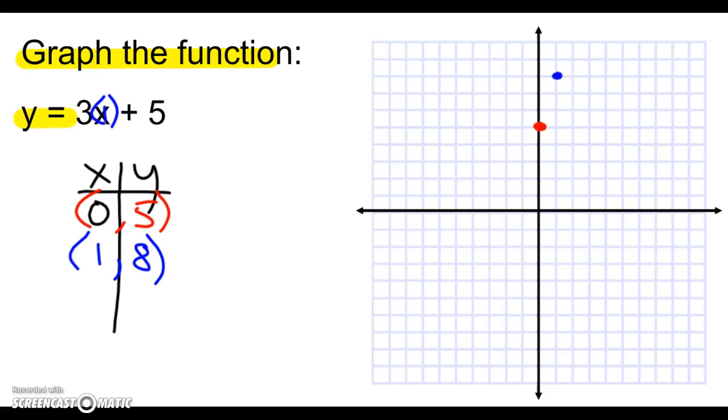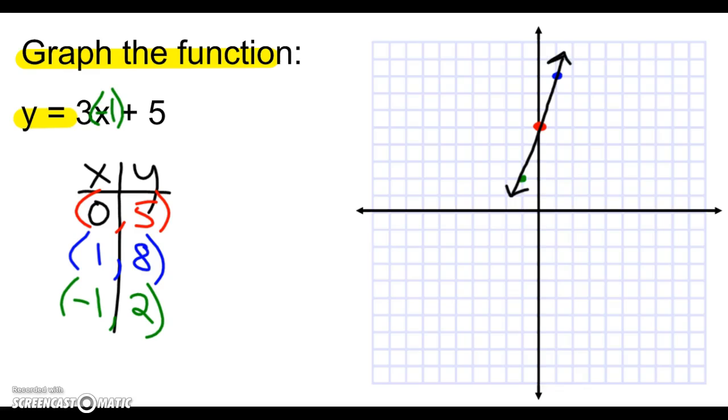If I wasn't sure what to graph next, I maybe wouldn't want to choose 2 because that's going to give me a higher number. So I also like to check a negative just to see what's going on if I put a negative in for x. And you'll get used to that as well. So if I put -1 in, I get 3 times -1, which is -3. And then -3 plus 5 is 2. So the point (-1, 2), which is back 1, up 2. And now you can see that we have this line that goes through all of these points.